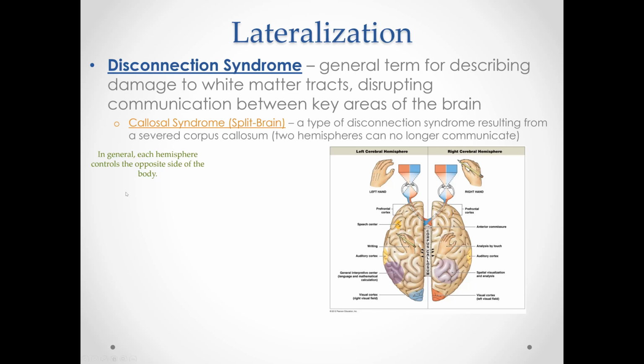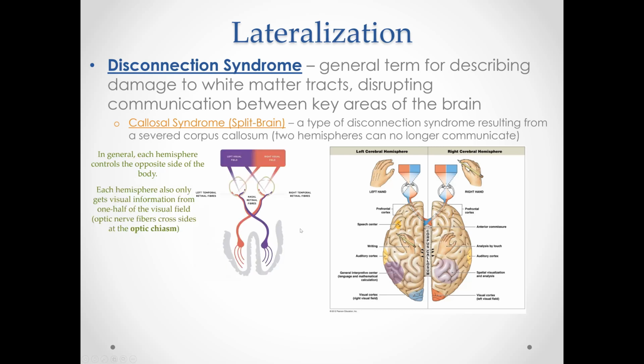So in general, each hemisphere controls the opposite side of the body. For example, the left side of the brain controls the muscles on the right side and gets sensory information from the right side. And the right side of the brain controls the muscles on the left side and gets sensory information from the left side.